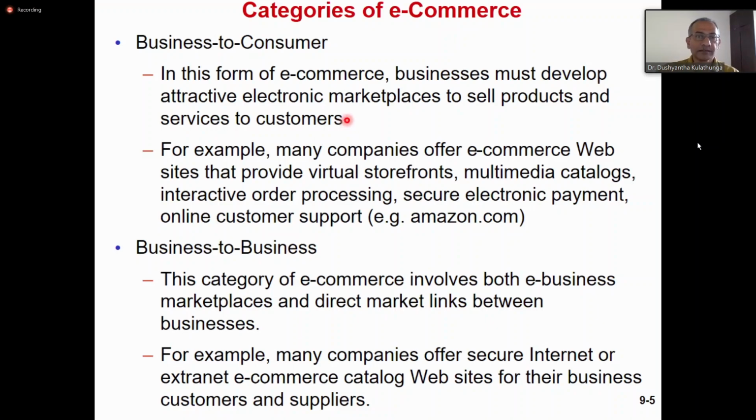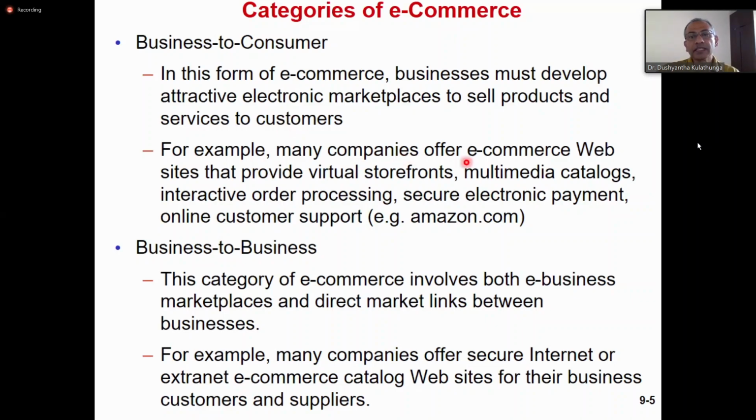So there should be a place where we can sell our products or market our products to our consumers. That is identified as an electronic marketplace. Through that marketplace, we should be able to interact with our customers, and the customers should be able to interact with us. We should be able to sell our products, market our products, and also provide services to the customers.